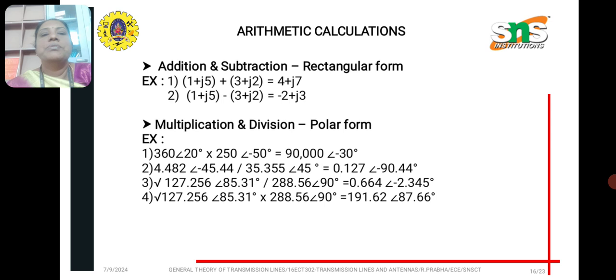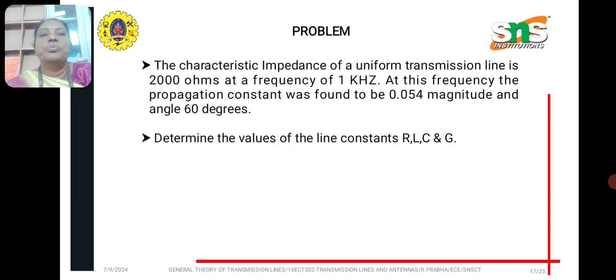And during the division of two polar coordinates, the division is done directly on the magnitudes, and for the angle we should subtract the denominator angle from the numerator angle. And when taking the square root, we have to divide the angle by 2.